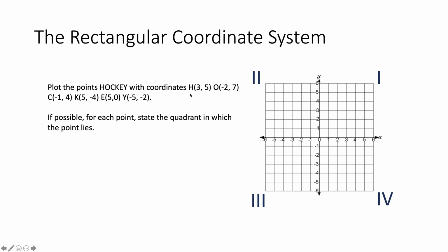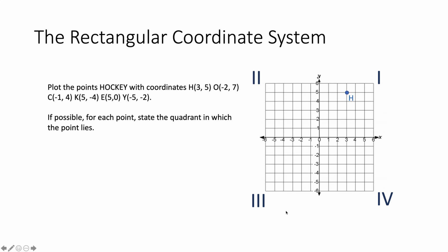So let's have you find the points H, O, C, K, E, and Y. And for each point, state what quadrant in which the point lies. So we're going to do a little stop and start here. You're going to find all of those points, and then I'm going to list them for you. Go ahead.